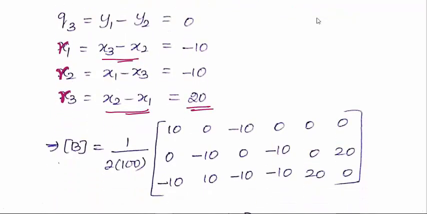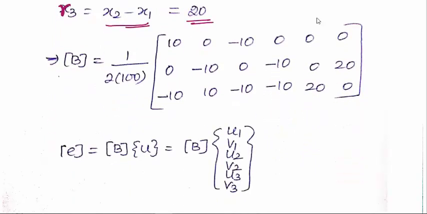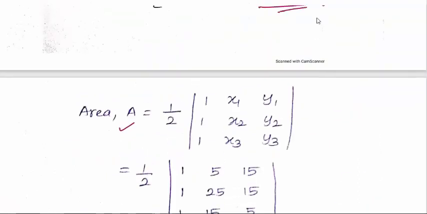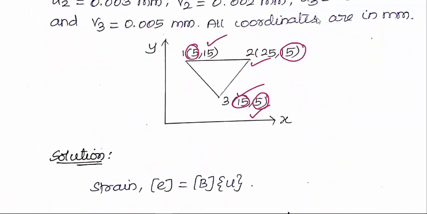Next, we can calculate the strain components by multiplying the strain displacement matrix with the displacement matrix U. Here, three nodal points are considered in the constant strain triangular element. Each nodal point will be experiencing displacement components along x and y axis. The displacement components corresponding to the first nodal point along x-axis is U1, along y-axis is V1.